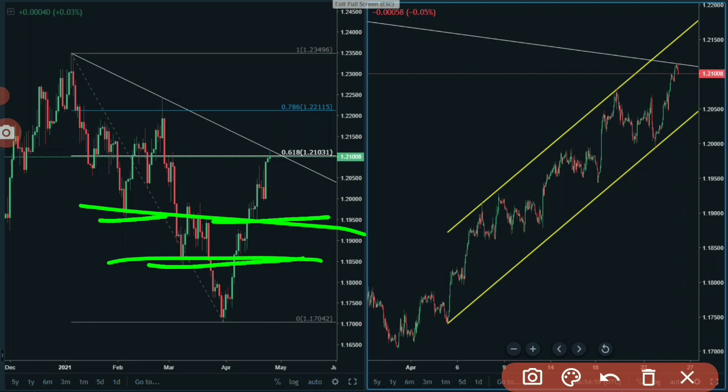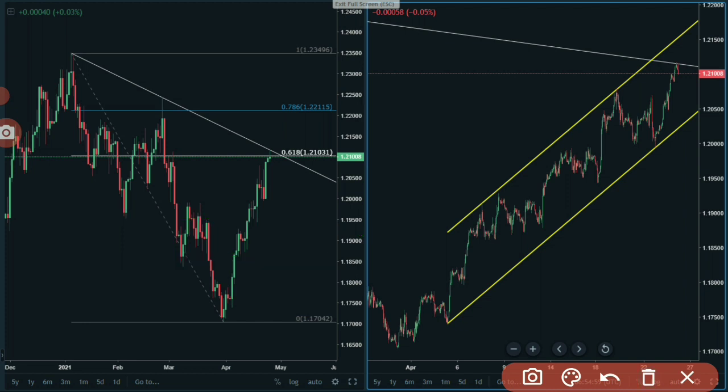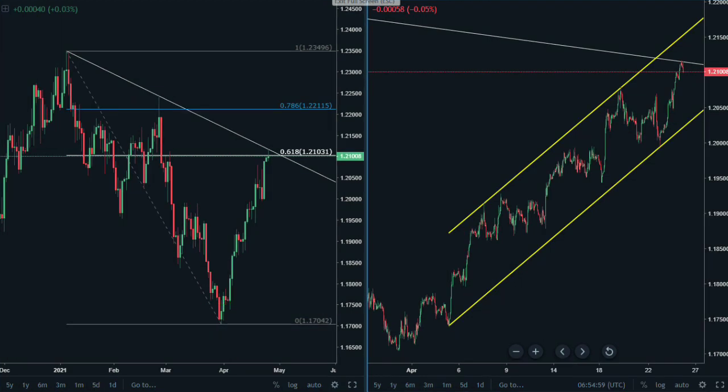Once this support breaks, it will be ready to make new lower low, and you will be done for this entire quarter. So this was multi-time frame analysis for Euro USD.